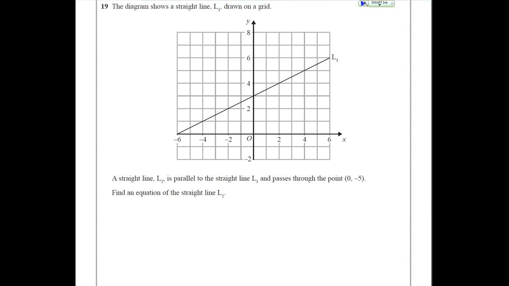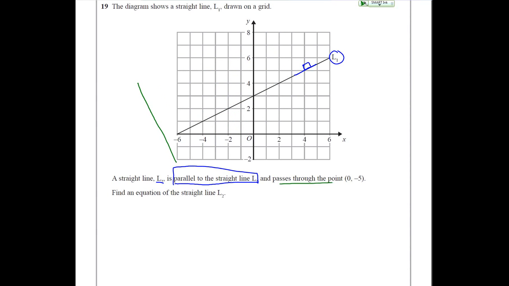Question 19. The diagram shows a straight line L1 drawn on a grid. So here's L1. A straight line L2 is parallel to a straight line L1. So the information that we know is that whatever this line is, we have a line that's at a right angle to it. Okay, so I'm going to draw something on that's at a right angle. Okay, so L2 is at a right angle. The problem is we have no idea where it is. Okay, so this L2 could be anywhere, but that's how steep it is because it's at a right angle.